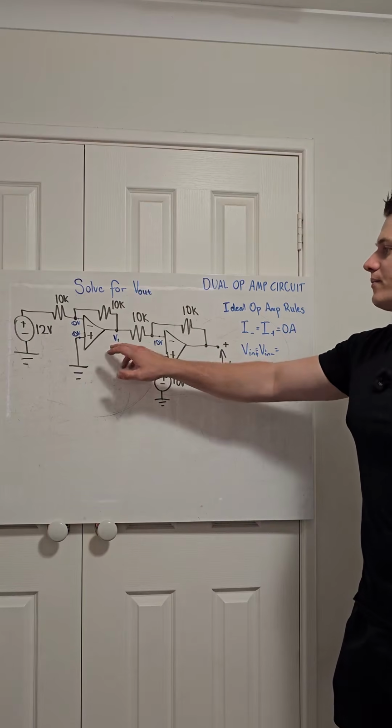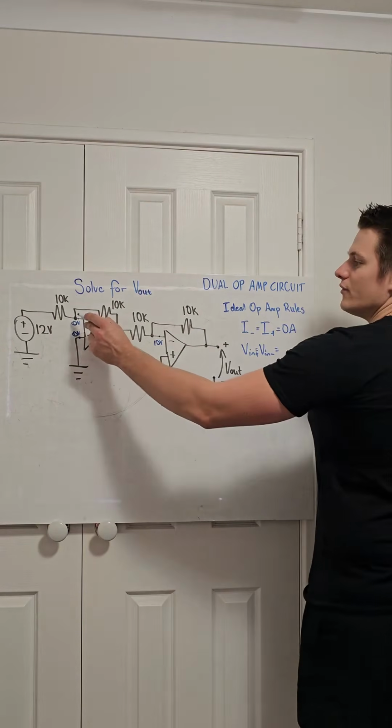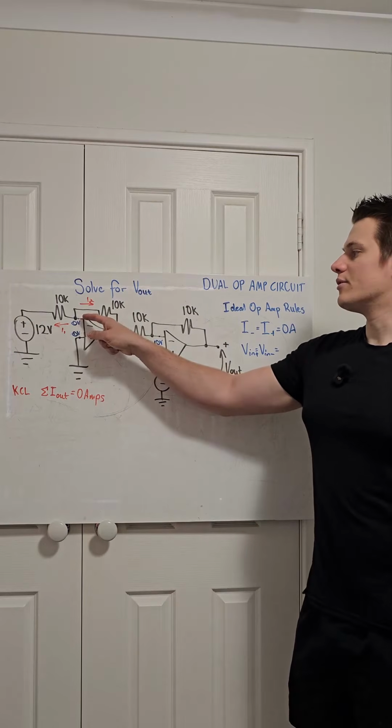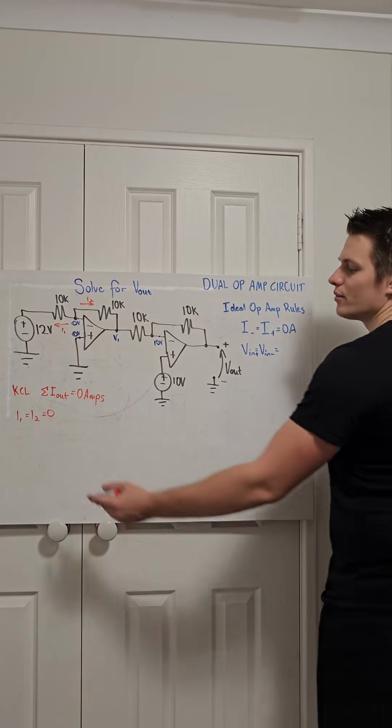So I'm just going to call that V1 and then I want to do KCL analysis at the inverting input node. KCL tells us the sum of current out of a node is 0 amps. So on the inverting input node, there's two paths where current can flow. I1 plus I2 is 0.